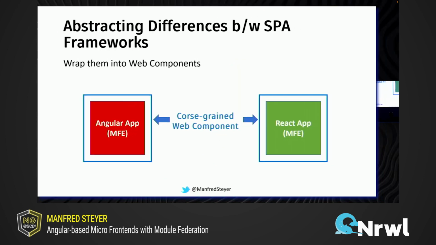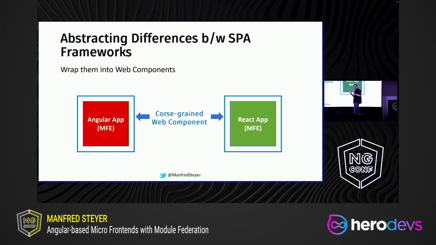The first thing I would do to create a Frankenstein is to wrap my applications into web components. This is not totally necessary, but it's useful to abstract the differences of the frameworks away.